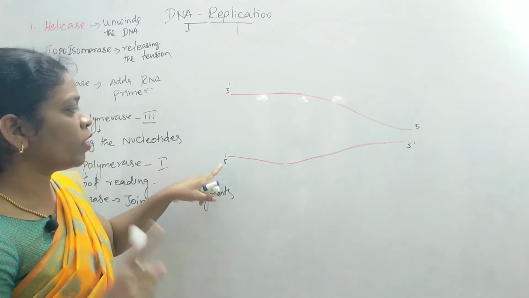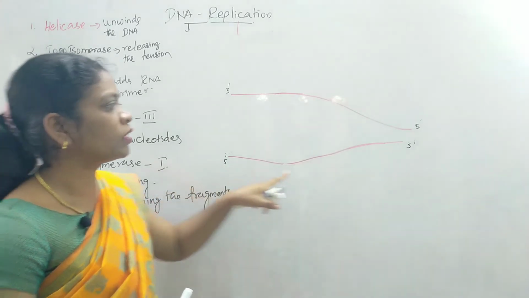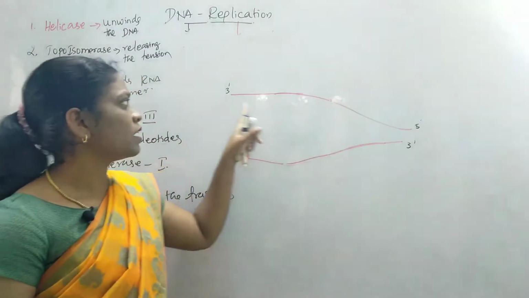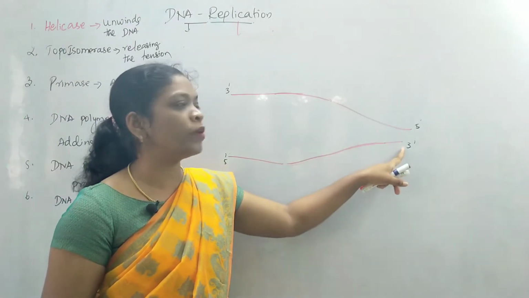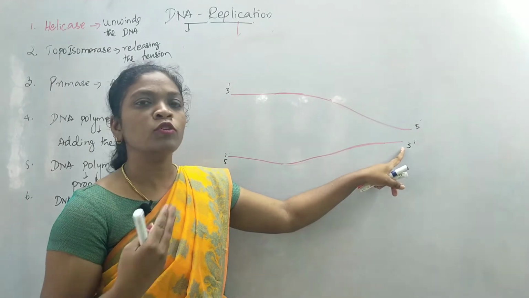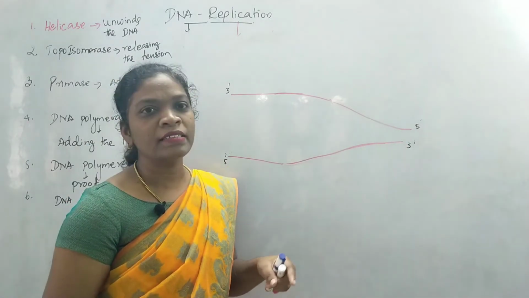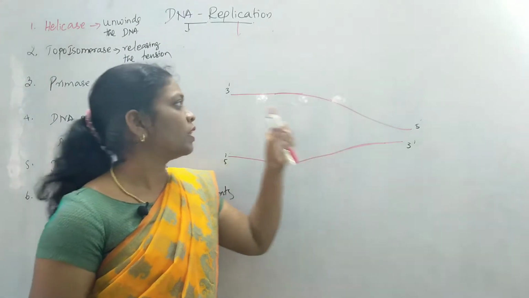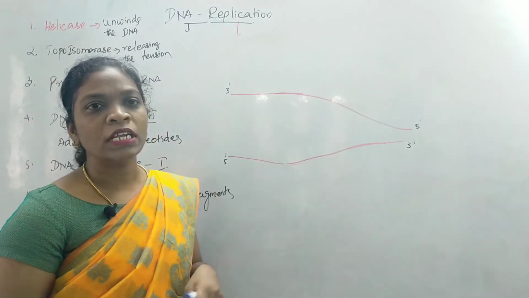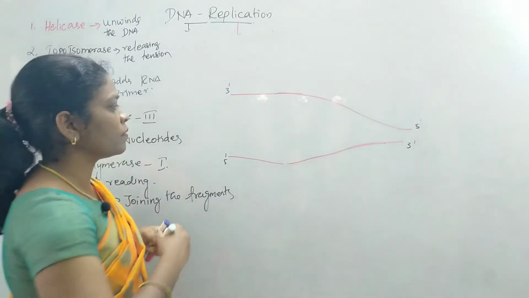So what happens here? If one strand runs from the 5' direction to the 3' direction, the other strand will run from 3' to 5'. So they have opposite polarity. When you start learning about replication, we should be thorough with the polarity of the DNA strand. If one strand runs from 5' to 3', the other strand should run in the opposite direction. Okay, now we'll move on.